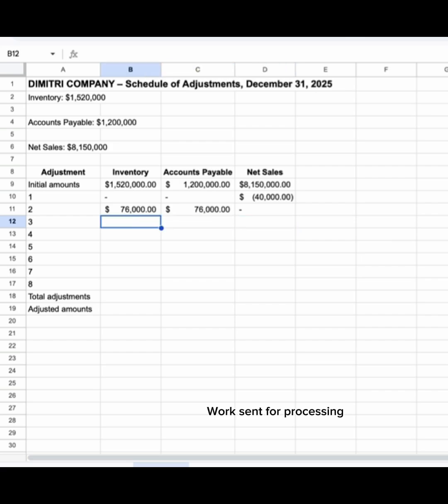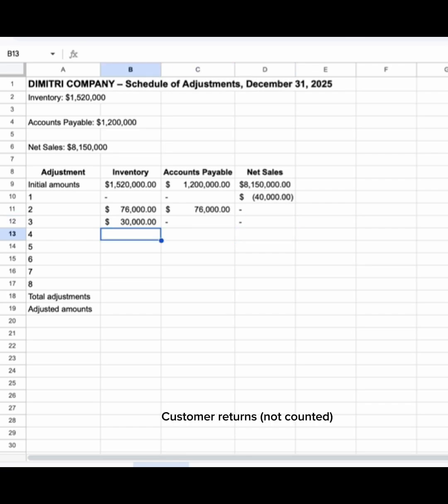Adjustment 3. Work in process inventory costing 30,000 was sent out to an outside processor. It's still Dimitri's property, just not yet physically on site. Because it was missing from the count, we add 30,000 back to inventory. No change to payables or sales.